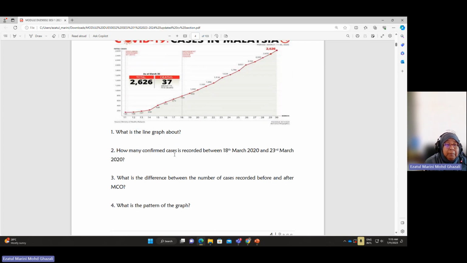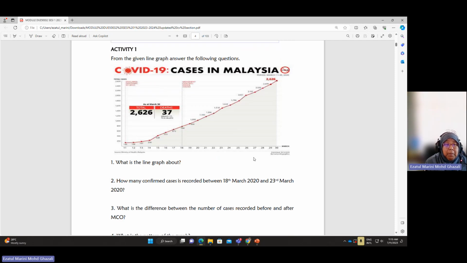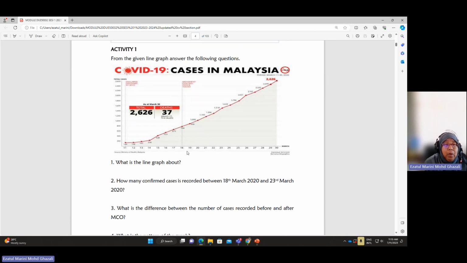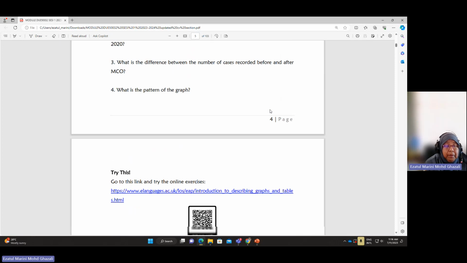How many confirmed cases are recorded between 18 March 2020 to 23rd March 2020? 18 March to 20, it is 1515. What is the difference between the number of cases recorded before and after MCO? Before MCO is 18 March, so the number of cases is 790. After MCO, the number of cases is 2626. So you just count the difference, subtract, and you can get the difference.